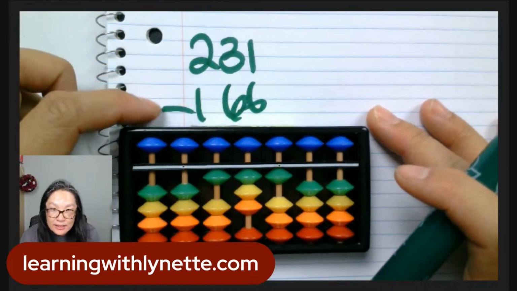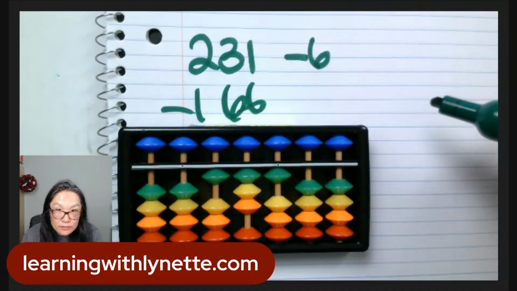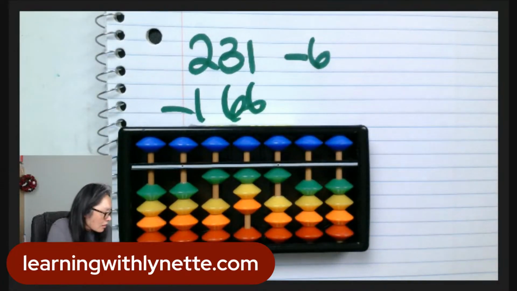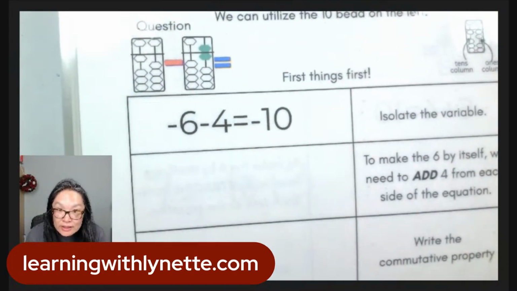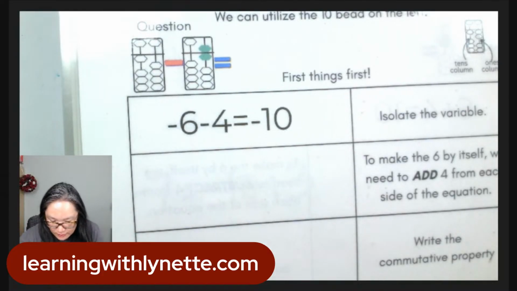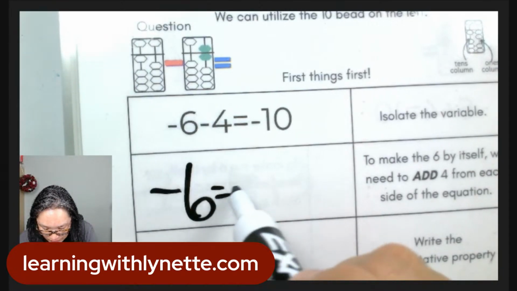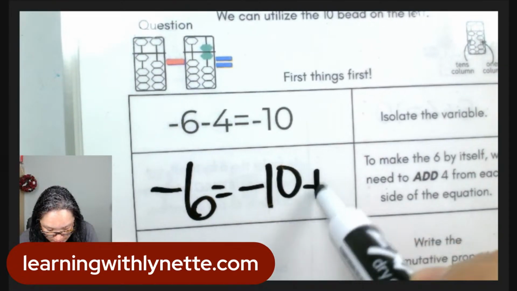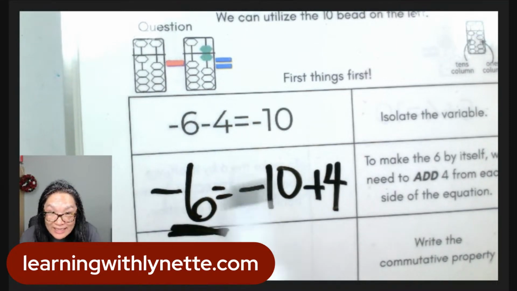How do we minus the 6? Can we take away 6 here? No. What is minus 6? We know to minus the 4, right? Minus 4 minus 6 is equal to minus 10. Minus 6 is equal to minus the 10 plus 4. What did we just do? We isolated this variable. We want to minus the 6.